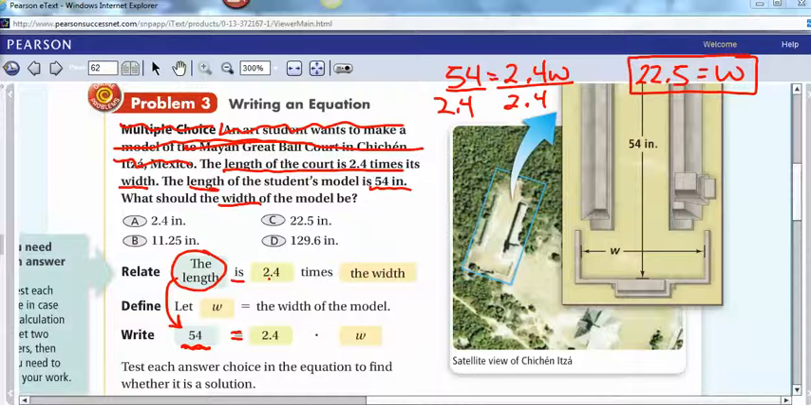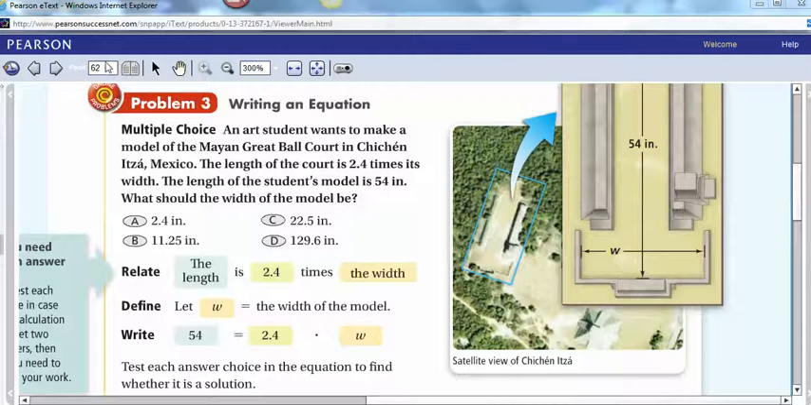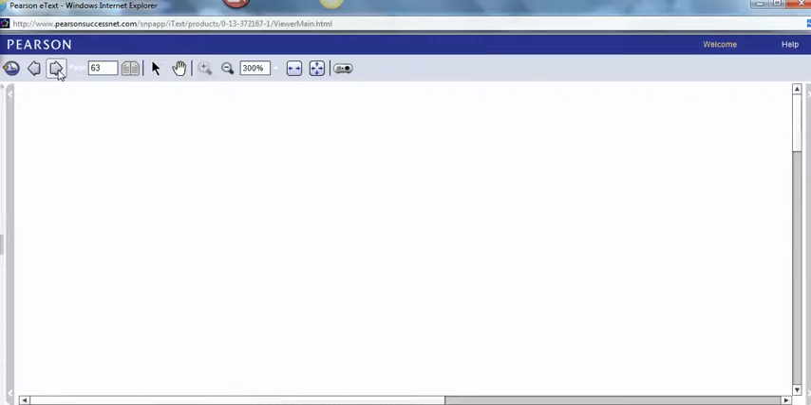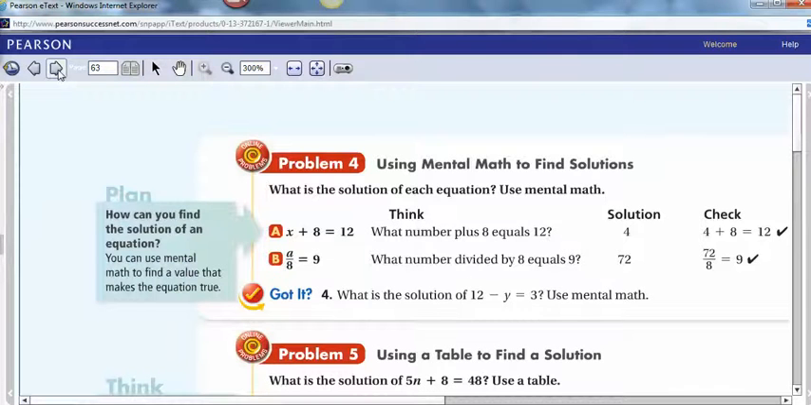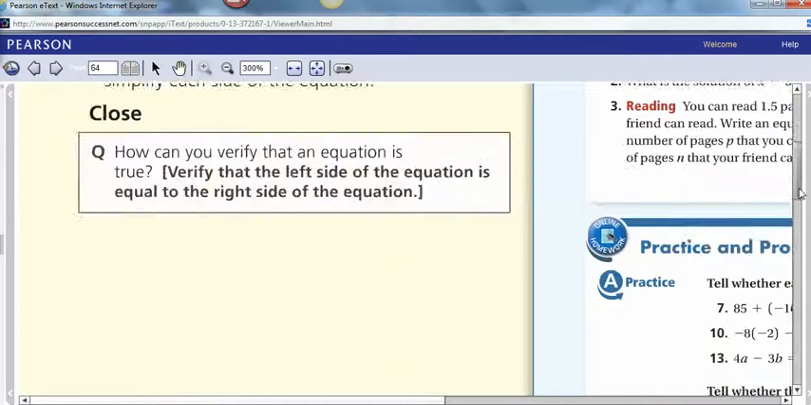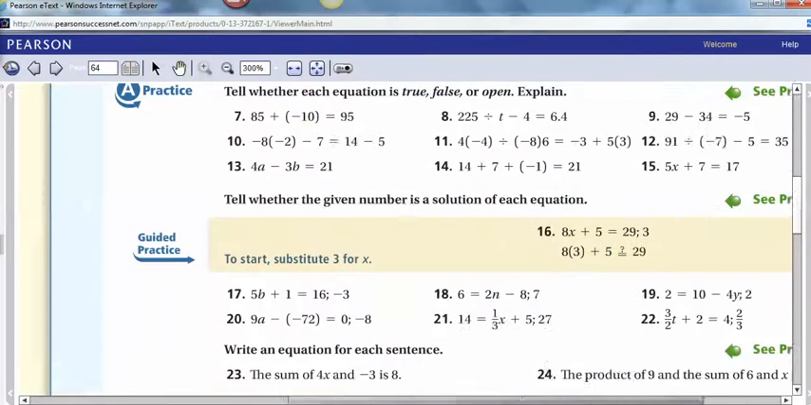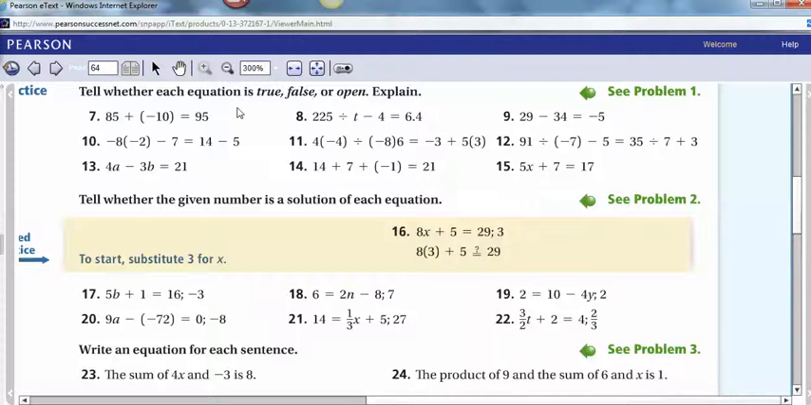Let's take a look at page 64. Tell whether each equation is true, false, or open. That's determining if one side is equal to the other side, right? If they're equal, what is it? True. If they're not equal, what is it? False. If there's one or more variables, open. Good.